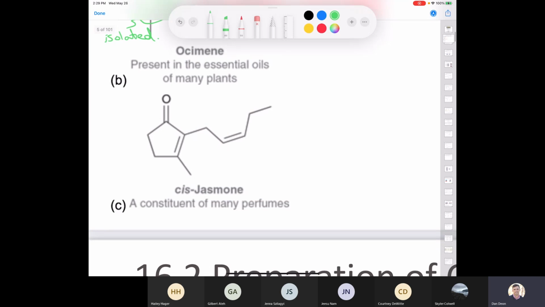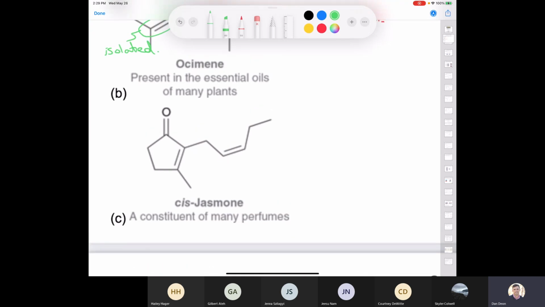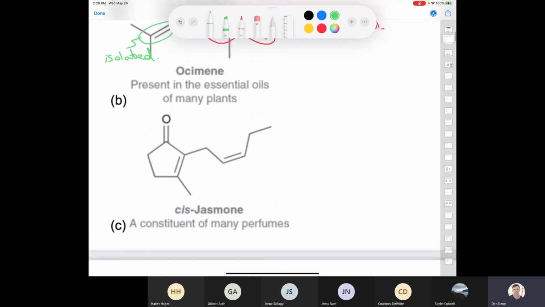So this is Cis Jasmine, a constituent of many perfumes. And you can see there is a conjugated system in here, right? If you circle, let me use the blue pen, if you circle these 2 double bonds, these are conjugated, aren't they? Conjugated. But there's another double bond in here that is isolated. This one right here is not conjugated. Why? Because you have 2 sigma bonds before you get to the next pi bond. So it is, in fact, isolated.